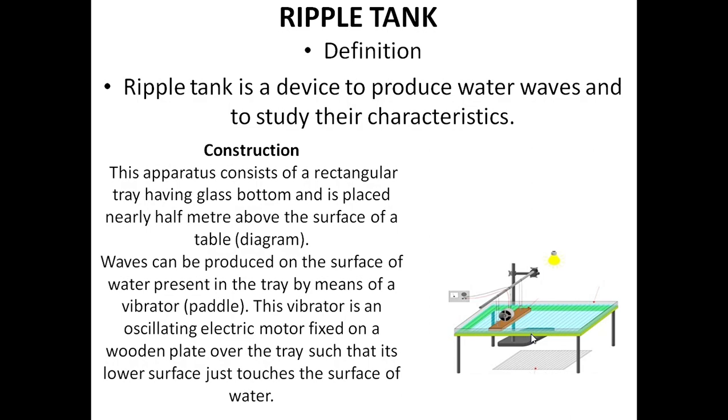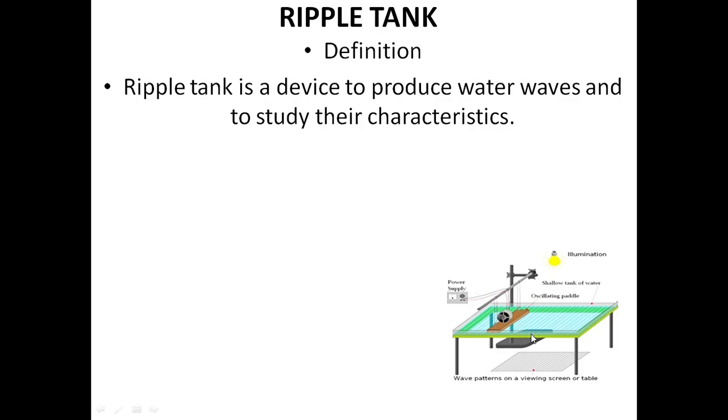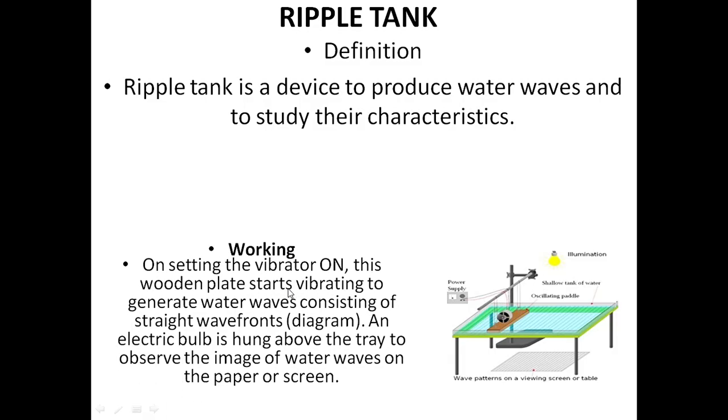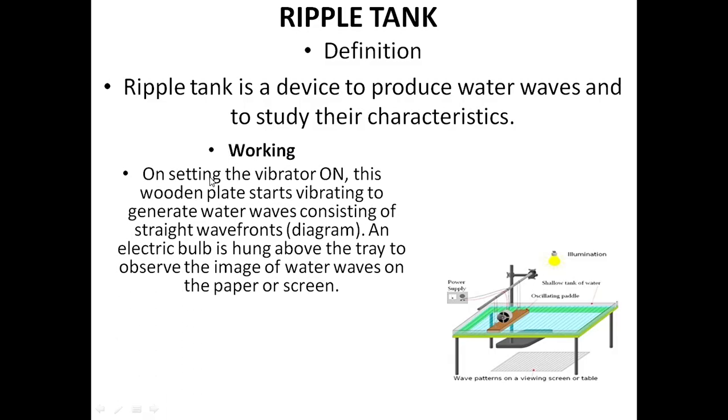Let's label it. So here we can see illumination by the bulb, a shallow tank of water, oscillating pedal which is over here, and power supply which is giving the motor some power. How does it work? On setting the vibrator on, this wooden plate starts vibrating to generate water waves consisting of straight wave fronts. An electric bulb is hung over the tray to observe the image of water on the paper or screen.